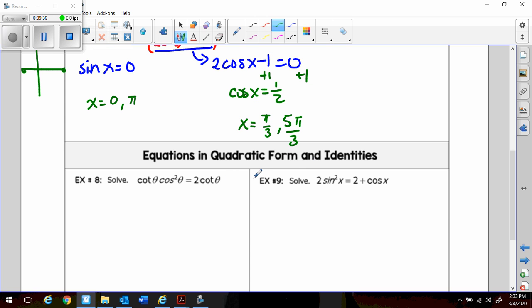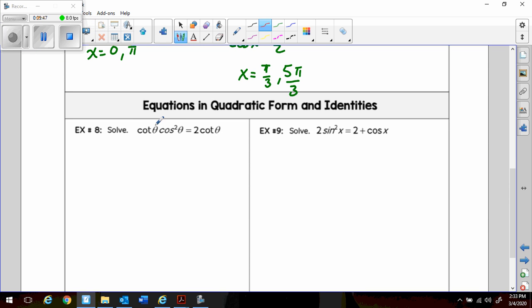Let's take a look at these quadratic form, I guess, and identities. So this one is kind of the same thing because it has cotangent in both of them. So first I'm going to move this cotangent to the other side.